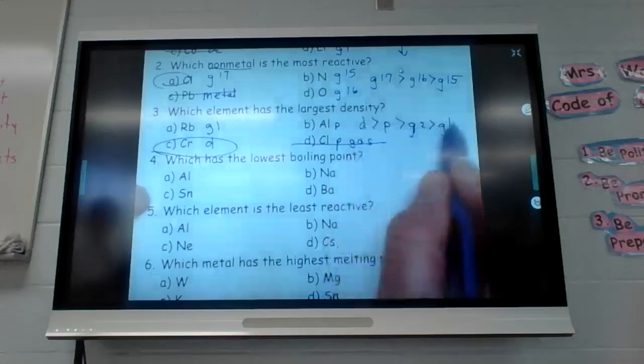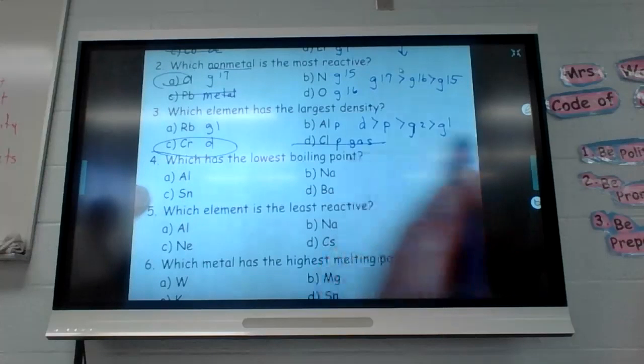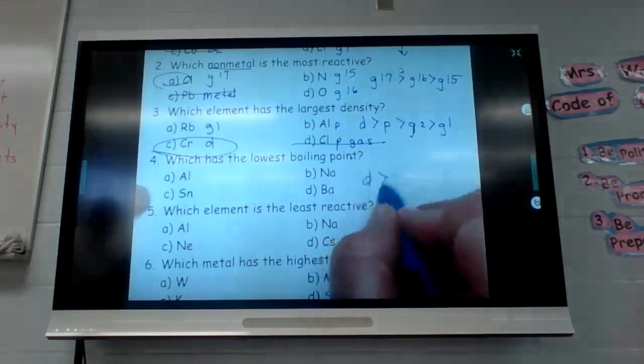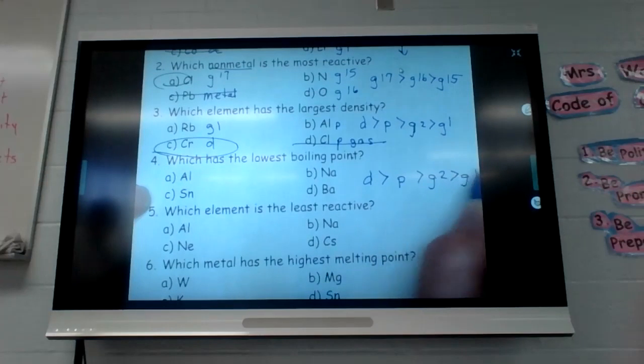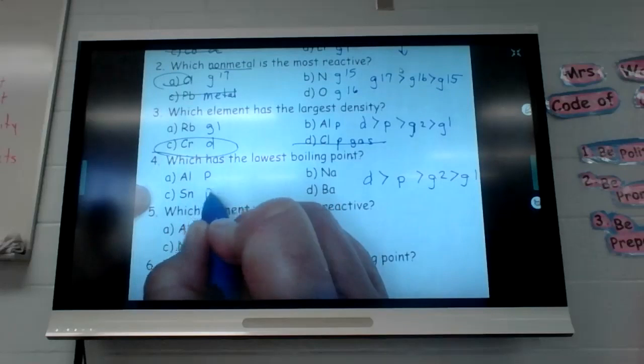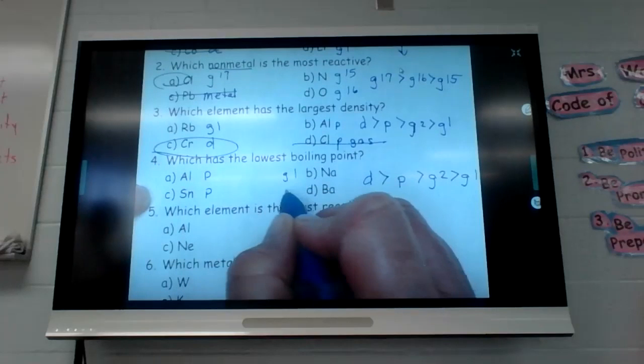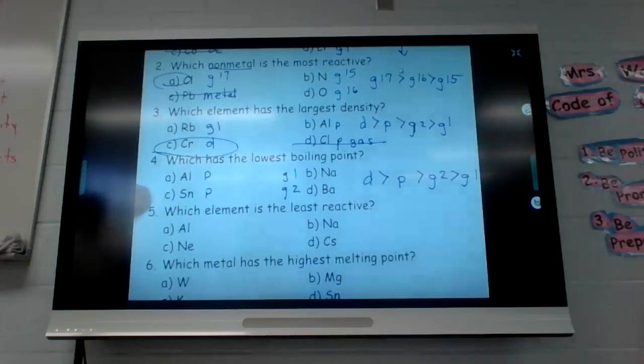All right, lowest boiling point. It's the same trend. Density, boiling point, same trend. D is the highest, then P, then group 2, then group 1. This is the P block, group 1, group 2. So who has the lowest?